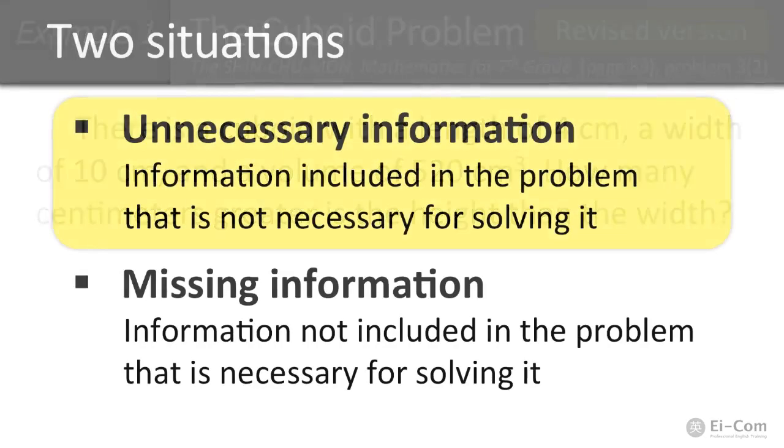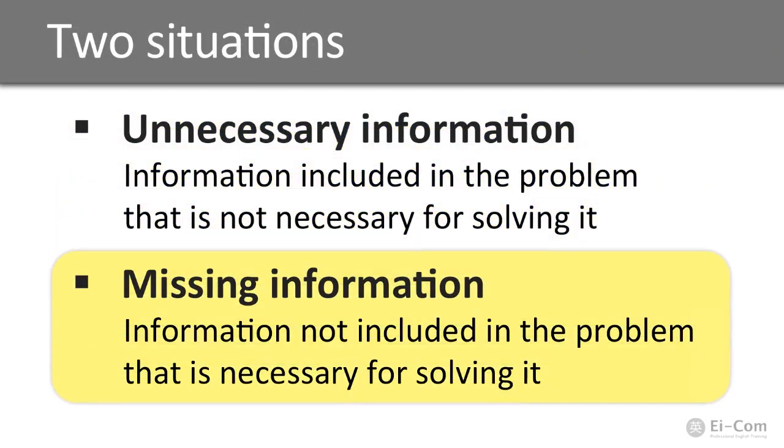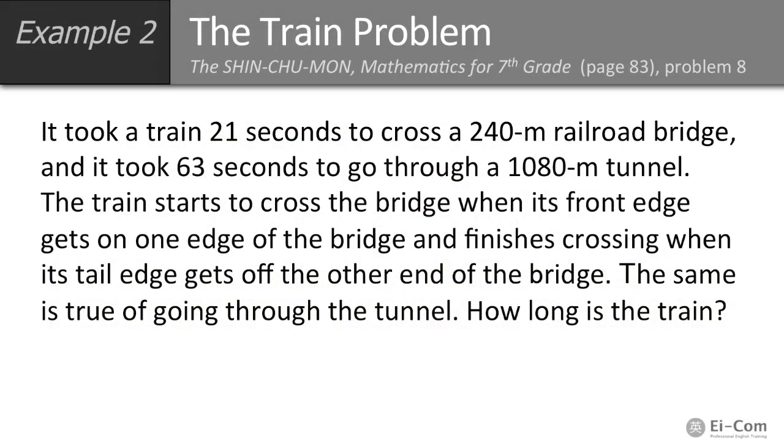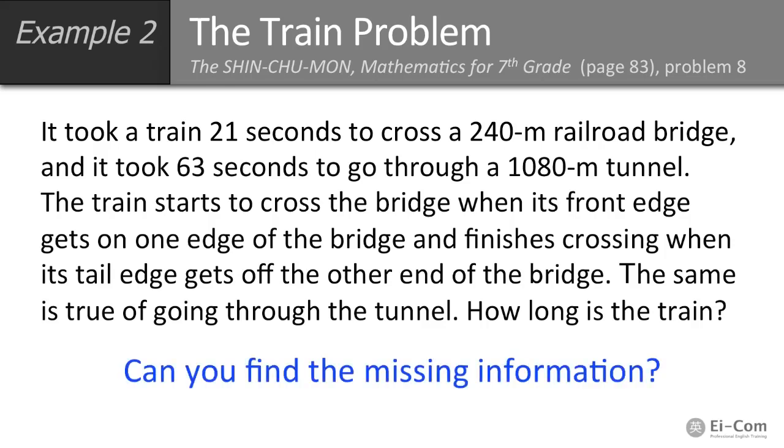Now, let's look at an example of missing information. This problem appears on page 83 of the Shinchumon, Mathematics for 7th grade. It is problem 8 at the bottom of the page. Please read this problem carefully. Can you find the missing information? Please pause the video if you need more time.